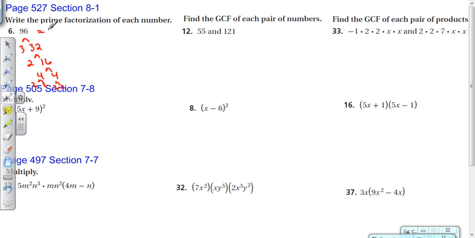So when I write my answer, I've got 1, 2, 3, 4, 5 2's and a 3. Or if you wanted to shorthand it, you could write it as 2 to the 5th power times 3.